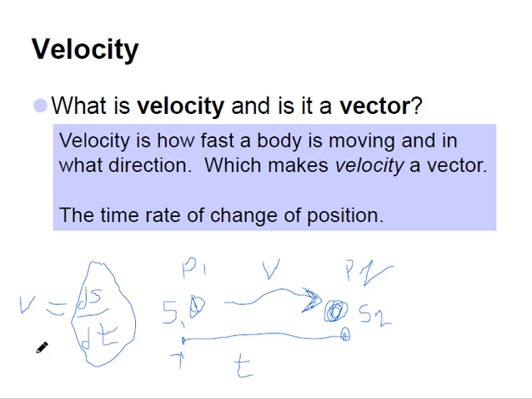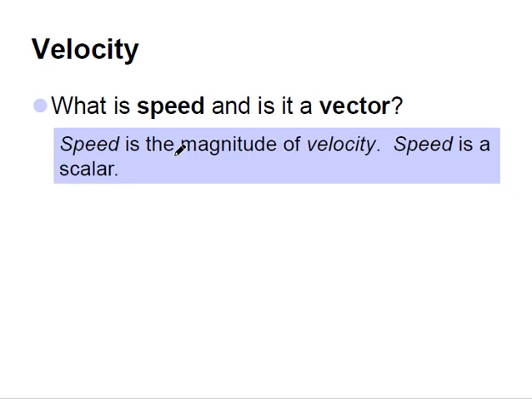Don't think that there's only one change. No, there are two different changes, because this delta means the position has changed. It has changed in that interval, the interval of time. All right, the next one is speed.